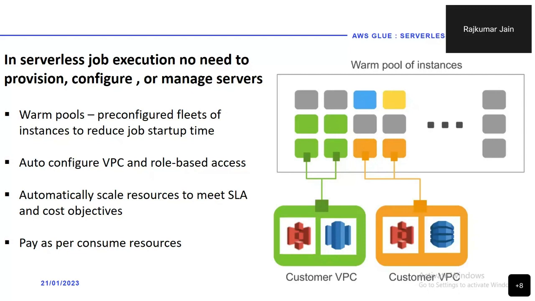Second, it auto-configures your VPC and your role-based access for the job executions. When you are configuring it, it will ask whether you already have that particular role, and if not, it will create one for you, and it knows what kind of resources and what kind of access is required to execute them. Another is that it automatically scales the resources to meet SLA and cost objectives. And last but not least, the best part, which everyone is looking for: pay only for the resources you consume. It does not charge you extra, only for those resources you have consumed.